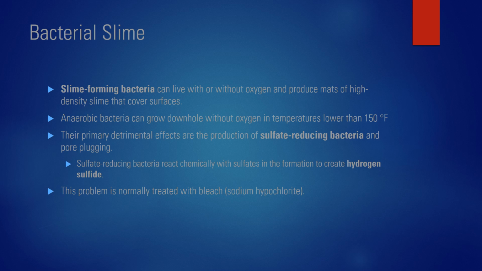Bacterial slime. Slime-forming bacteria can live with or without oxygen and produce mats of high-density slime that cover surfaces. Anaerobic bacteria can grow downhole without oxygen in temperatures lower than 150 degrees Fahrenheit. Their primary detrimental effects are the production of sulfate-reducing bacteria and pore plugging. Sulfate-reducing bacteria react chemically with sulfates in the formation to create hydrogen sulfide. This problem is normally treated with bleach, sodium hypochlorite.